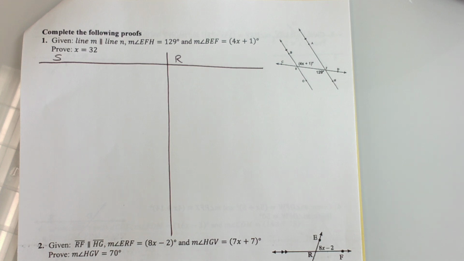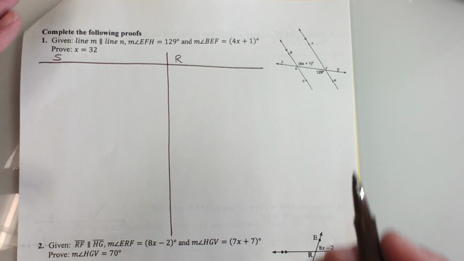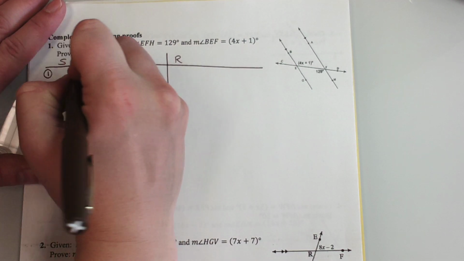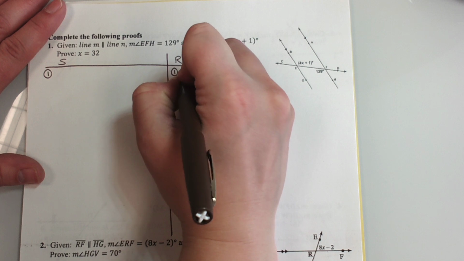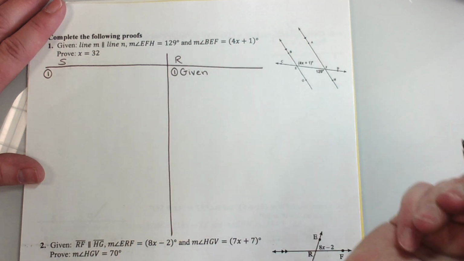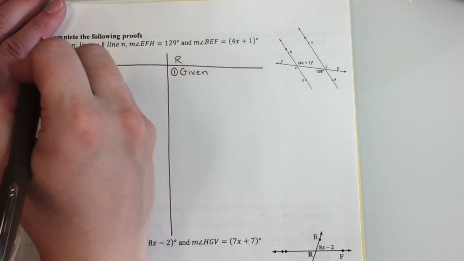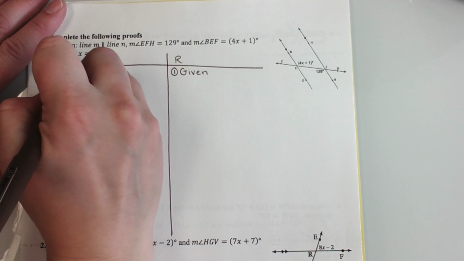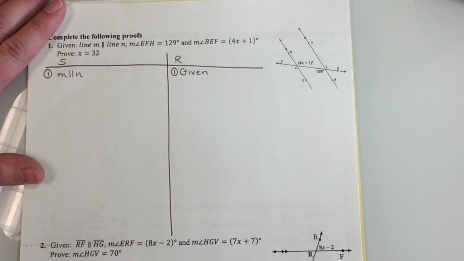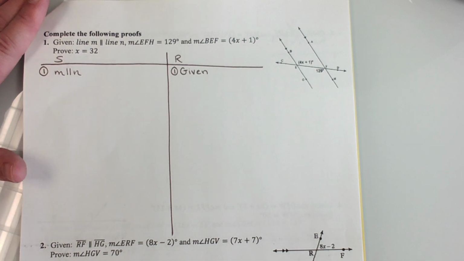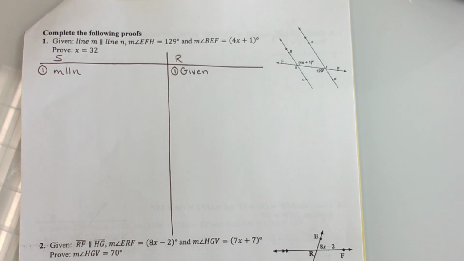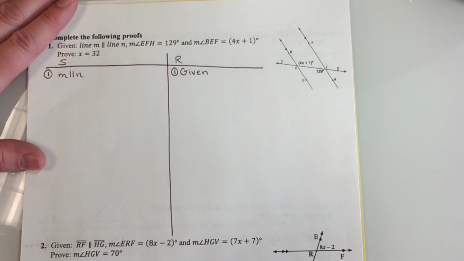Peyton, what starts every single proof? The given information. Given is the reason, and the given information I'm given here, line M is parallel to line N. Now you are welcome just to do the lowercase letters on that if you'd like to leave off the word line. We've used it enough to where we don't have to write the word line. Doesn't hurt to write it. It's not wrong.